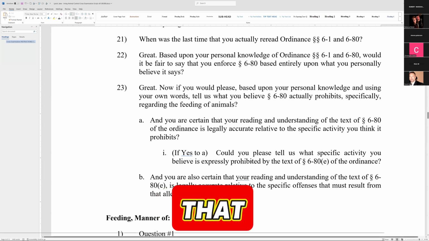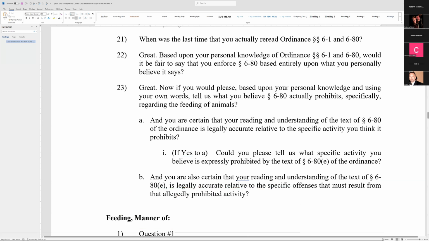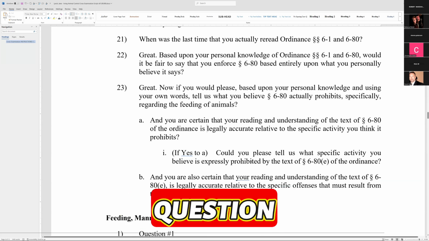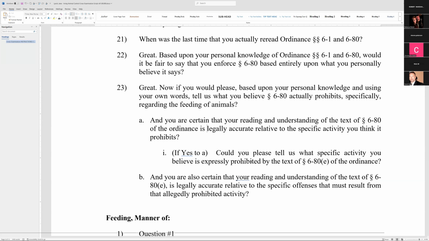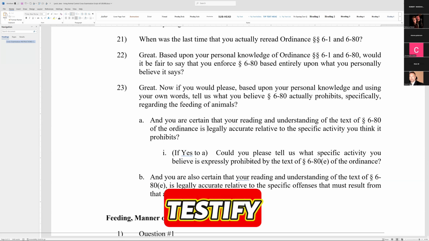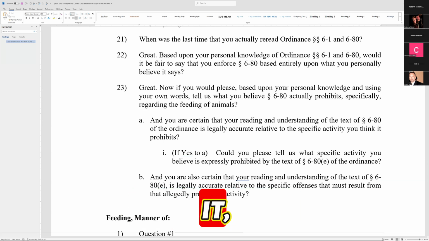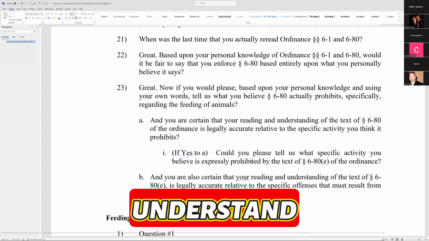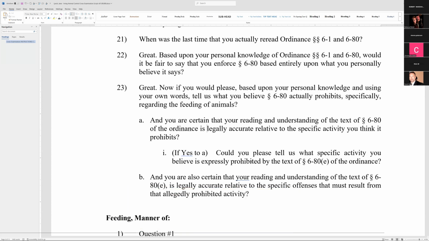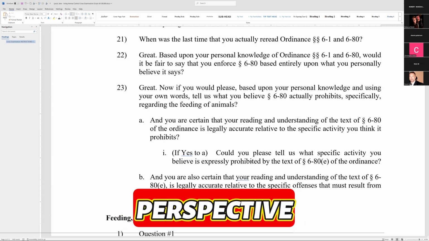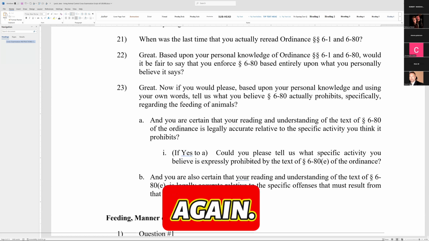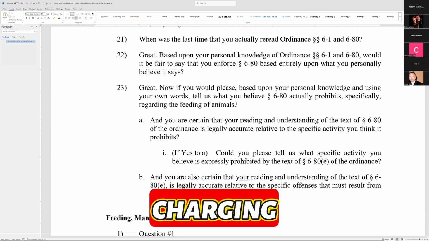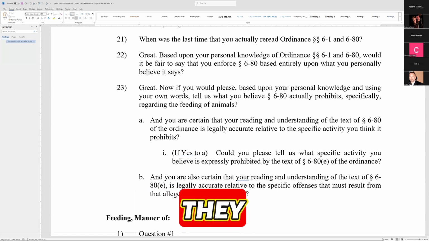Then how can you say that you know and understand it? I don't know if it's a catch-22 question, Jane. That's the point. They cannot testify that they know and understand it and then say they don't know if they understand it from a legal perspective. Why would they put themselves out there like that and say that they understand it from a legal perspective? Jane, again. They're not the one that's charging me with this. Jane, yes, they are, Jane.